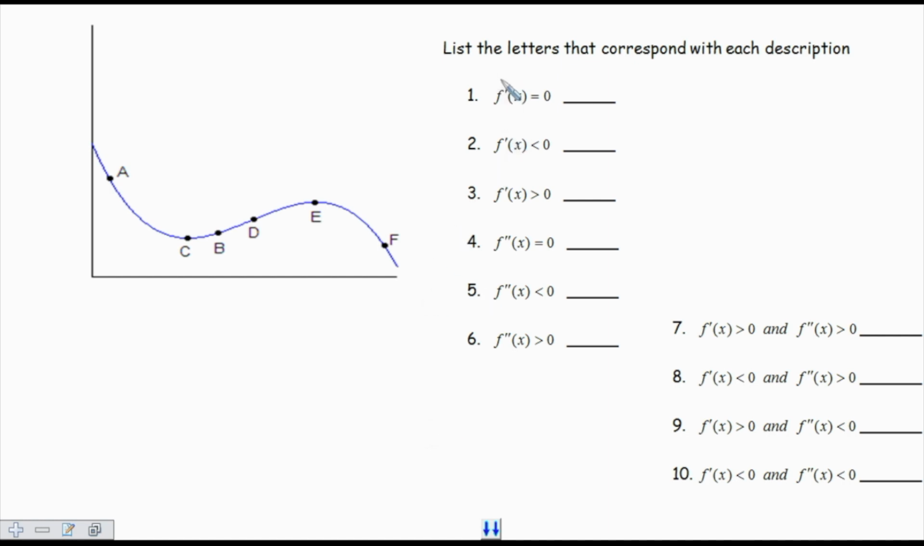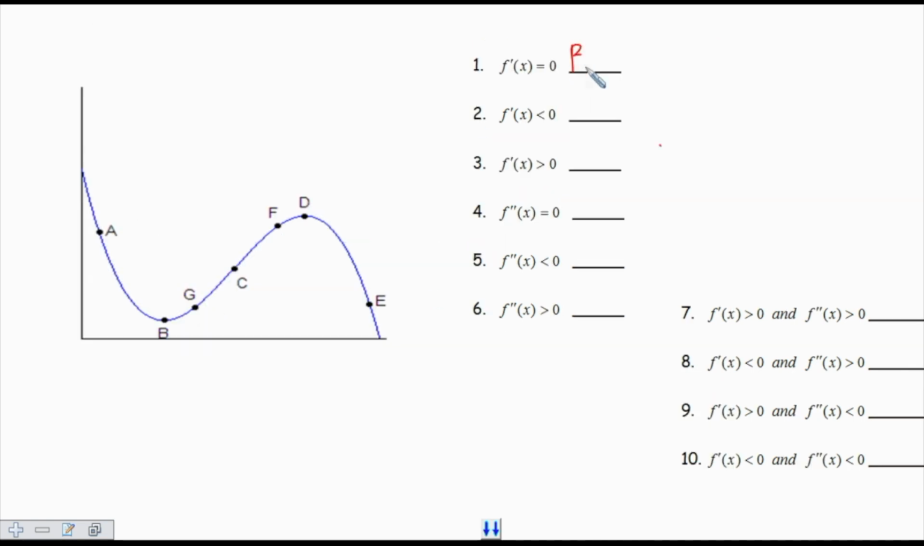All right. So this says derivative is 0. That's going to be at my maximum and minimum, so that's B and D. I'm going to go a little faster than the first time because you've had time to think about it. This is decreasing. So decreasing is A and E. Notice that every time I do this, I come over here and trace this thing. That's how I do that.